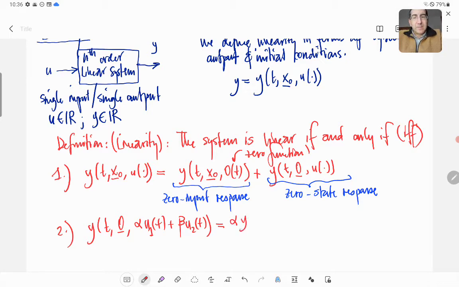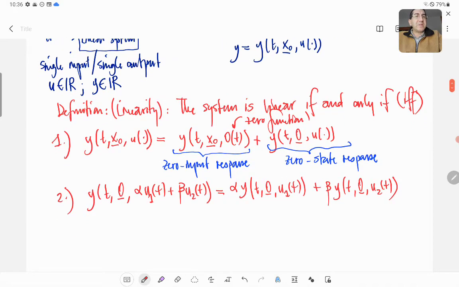That means alpha times y(t, 0, u1) plus beta times y(t, 0, u2). So you see that if the input is a linear combination of two signals u1 and u2, weighted by alpha and beta, the output is the individual responses for these two signals combined with the same weighting coefficients. So that's a property that needs to hold.